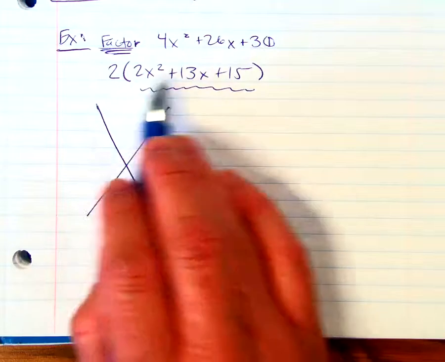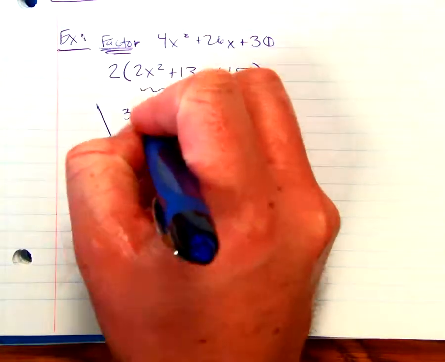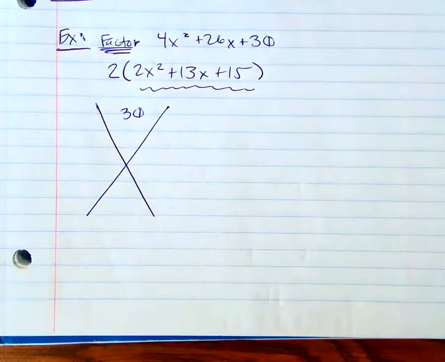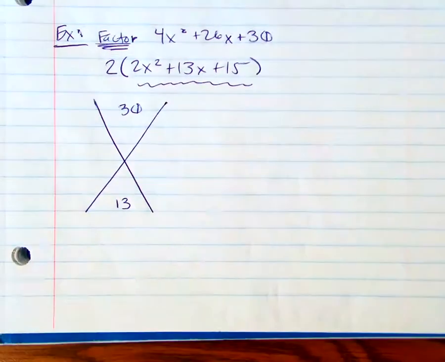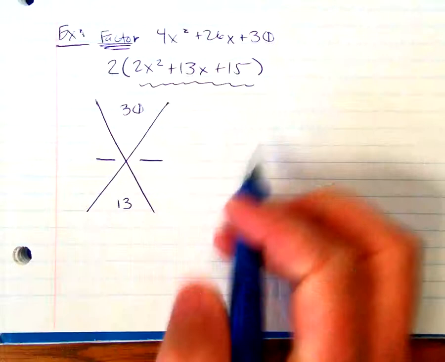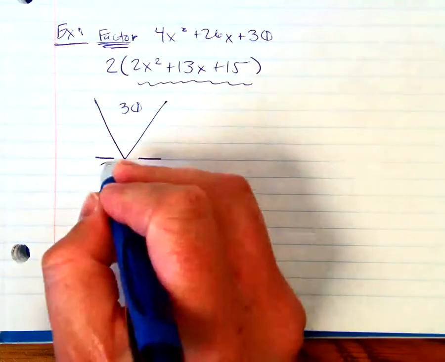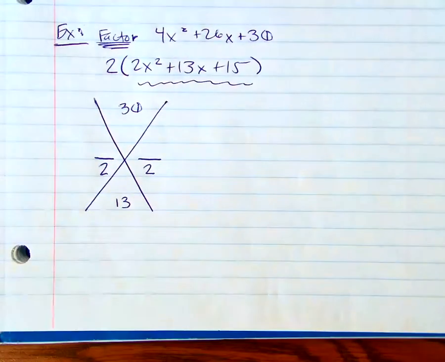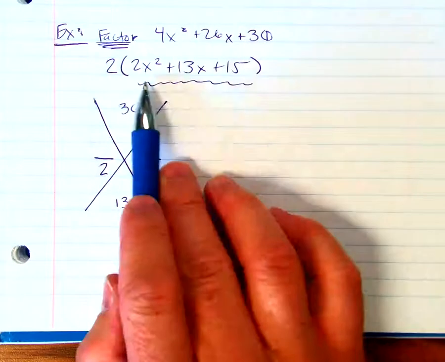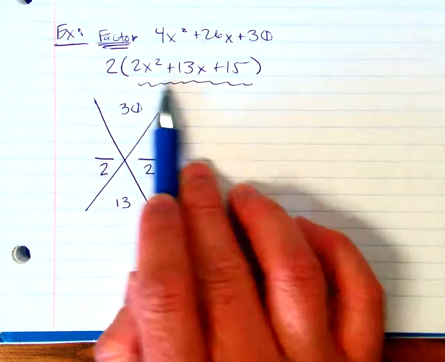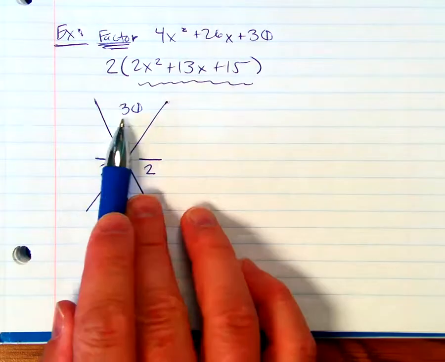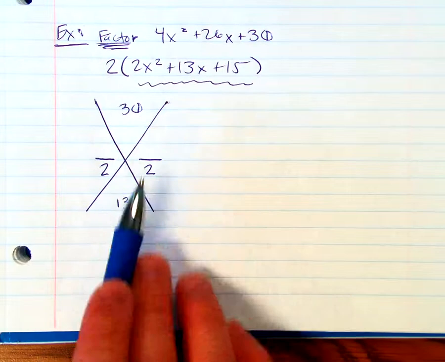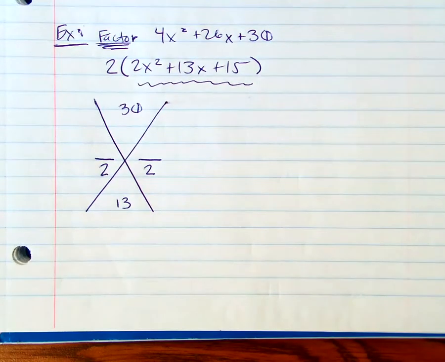A times c, 2 times 15 is 30. So I need two numbers that multiply to make 30. B is 13, so they add to make 13. A is 2. So I'm setting up the x method using the quadratic that's in the parentheses here. So someone please tell me, raise your hand if you know this, two numbers that would multiply to make 30, but if I add them, they make 13.